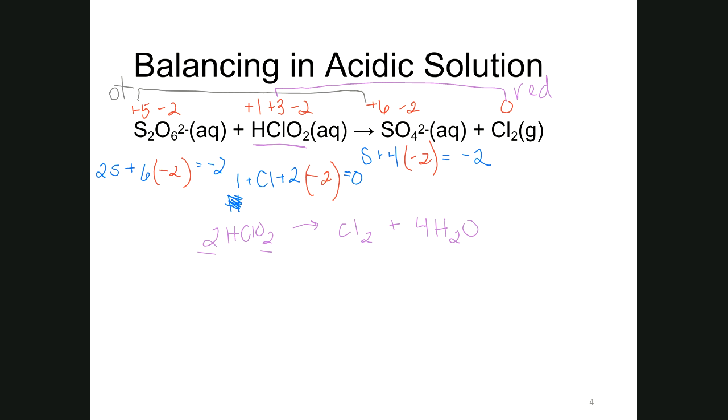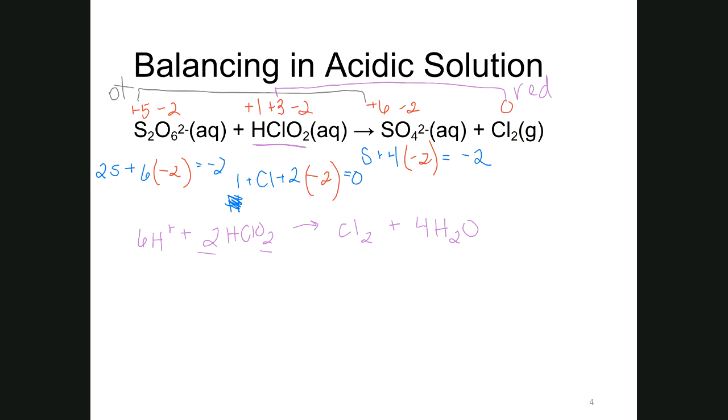So right now on the left side of our equation, we have 2 hydrogens. And on the right side of our equation, we have 4 times 2, which is 8 hydrogens. So 2 versus 8, we need 6 more hydrogens on the left side of our equation. 6 protons. Now we have 8 hydrogens and 8 hydrogens on each side.